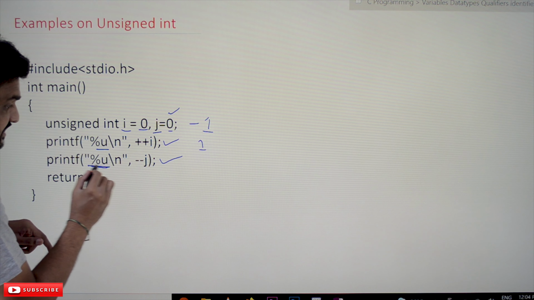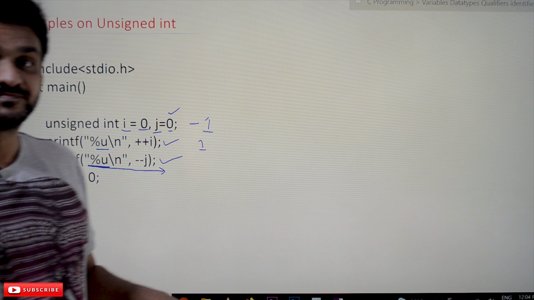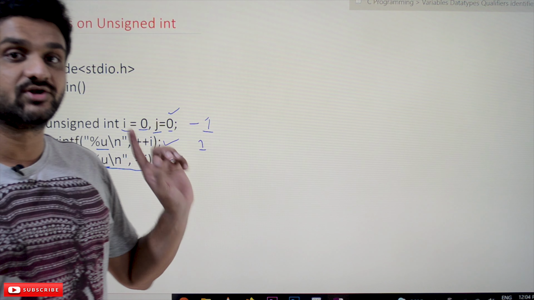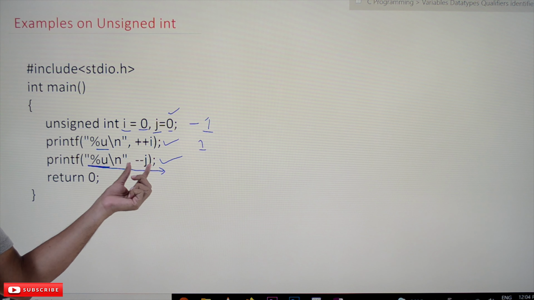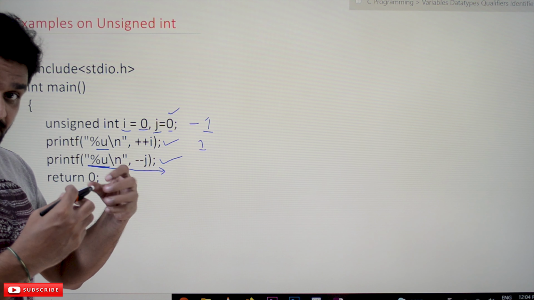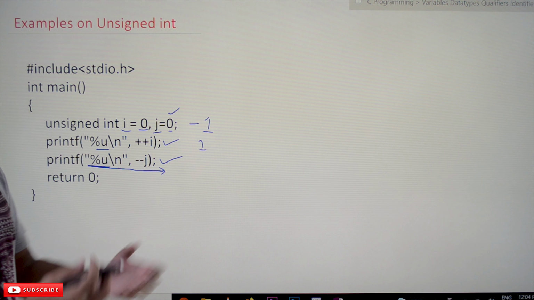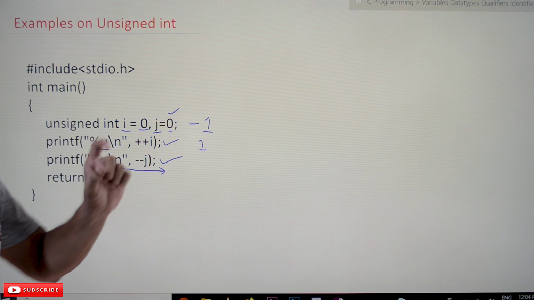So what will this printf print? Will it generate an error? No, the error will not get generated. So in place of -1, what is it going to print? That point is the soul of this entire video. What it is going to print and why it is going to print, that point is very important to understand.